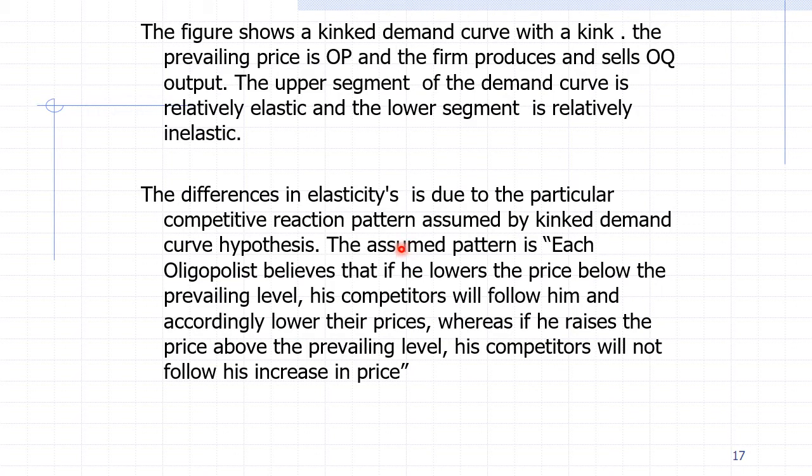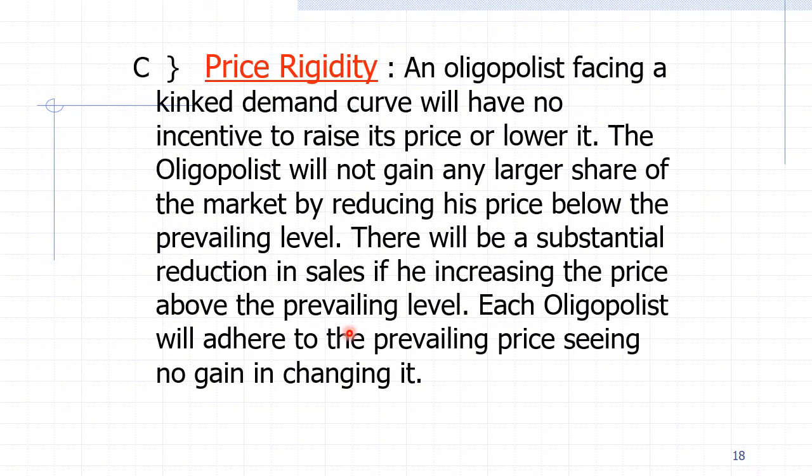The assumed pattern is that each oligopolist believes that if he lowers the price below the prevailing level, his competitors will follow him and accordingly lower their prices, whereas if he raises the price above the prevailing level, his competitors will not follow his increase in price. Actually, this is the reason why this kink happened. So, if you ask what price rigidity is, you can have this explanation.